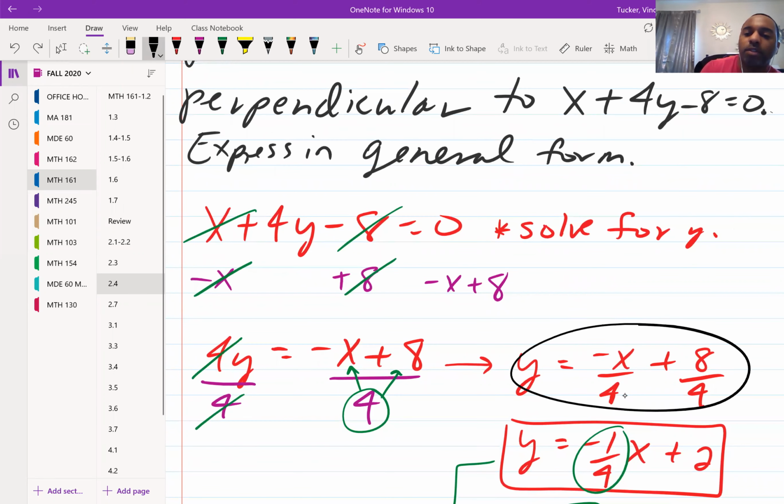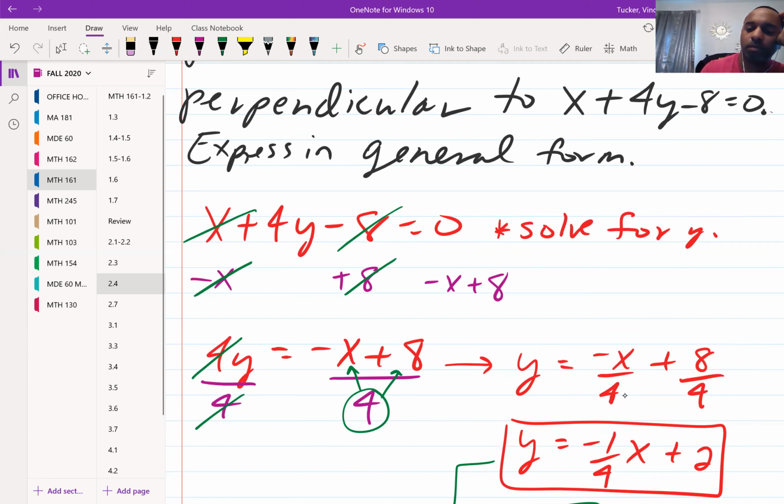And then I have this situation. Y is equal to -x over 4 plus 8 over 4. And that gives me the equation of y equal to -1/4 x plus 2. So before we go any further, make sure we're okay with what we've done. We took the equation that they gave us, solved it for y, so that we will be able to pick out our slope.